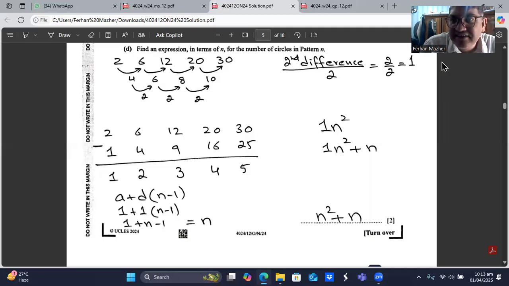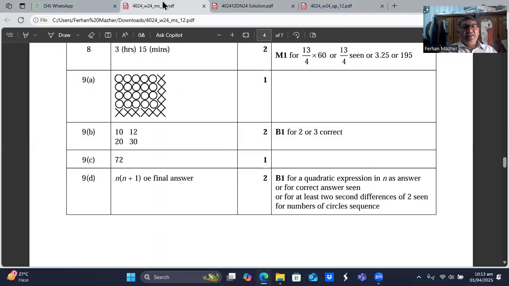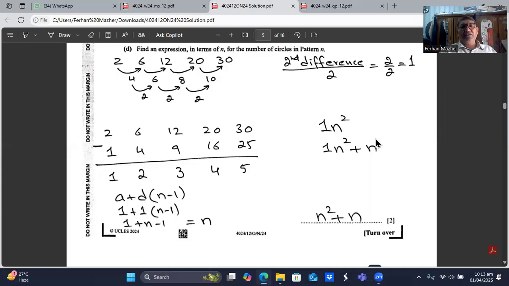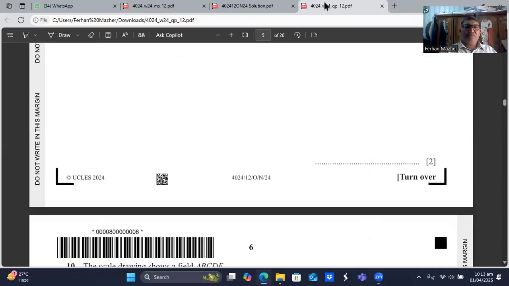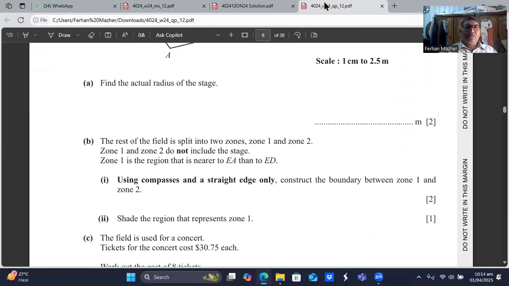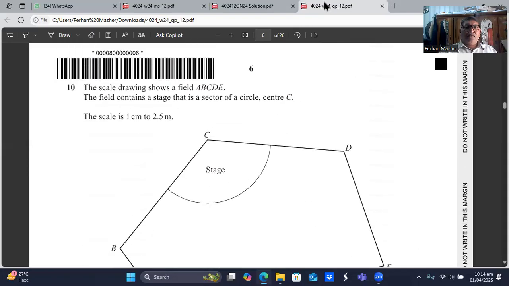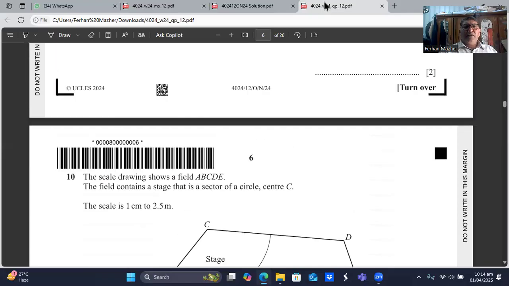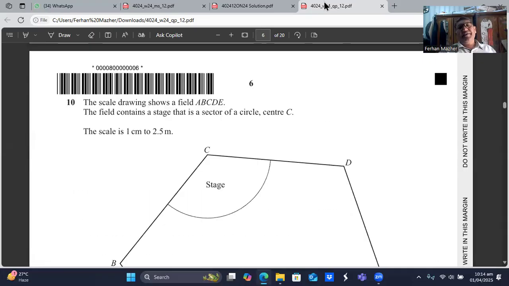So this is how this is done. I hope you understand. So let's check n bracket n plus 1. You can take n common, n bracket n plus 1. Get the same answer. So I think that is done. Yeah, it's done. Now we are on question number 10.